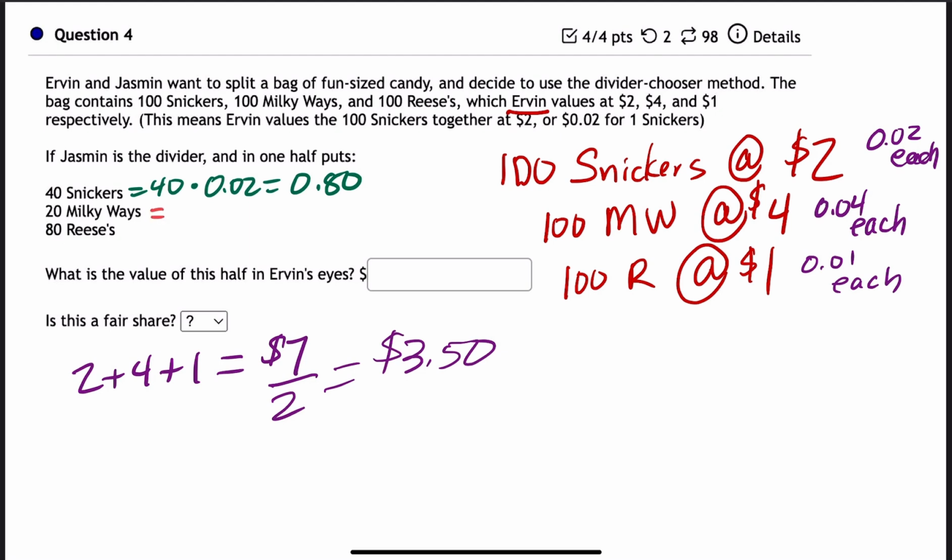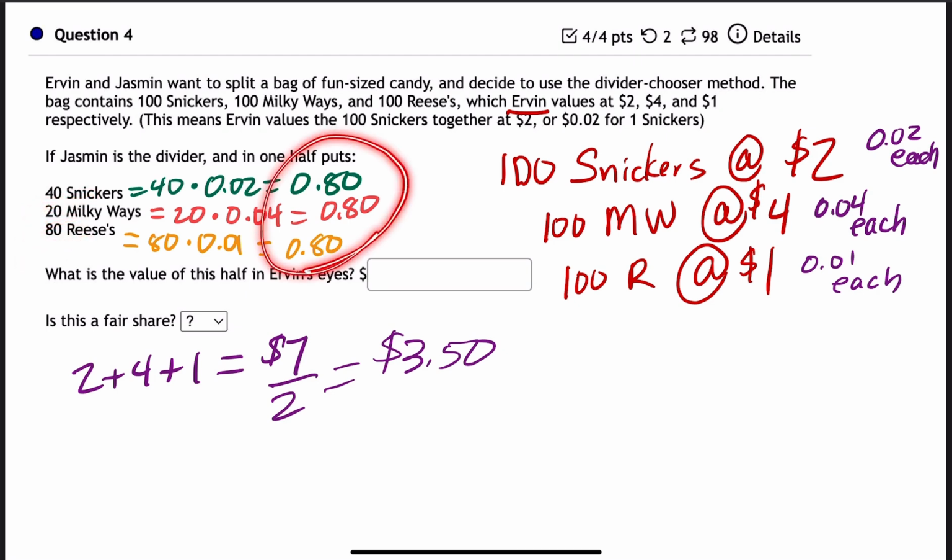And then we'll do the same for Milky Way. There are 20 Milky Way at 4 cents each, and put that in our calculator, and we'll get that that's 80 cents also. And then our last one is Reese's, which of these three is probably my favorite. Snickers would be a close second, but I really like peanut butter. So the value is 1 cent per piece, which would give us 80 cents. So each set of candy bars here is going to be 80 cents in value.